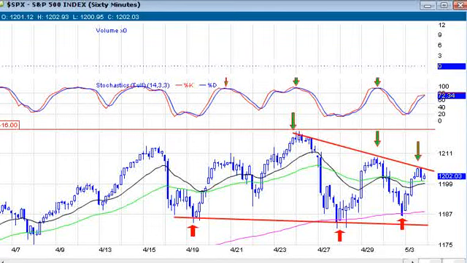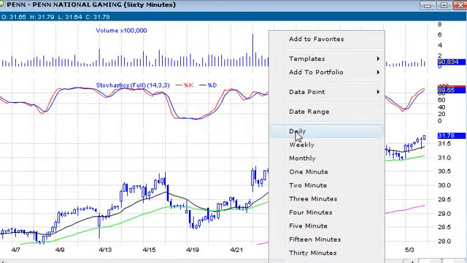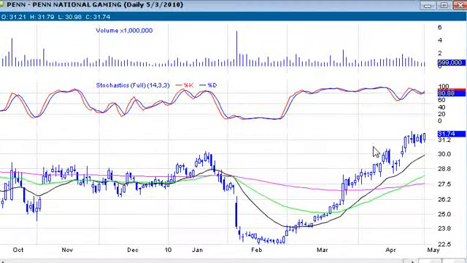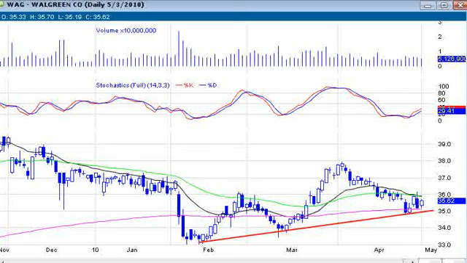PENN Gaming, PENN, was on the watch list this week. It's starting to break out here. You can see the 60-minute chart, we closed on the highs. On the daily chart, we're still flagging, and the stochastics look very bullish here. The volume was up a little today, so things are looking okay. Very tight, organized pattern. I do like that a lot. That's PENN.